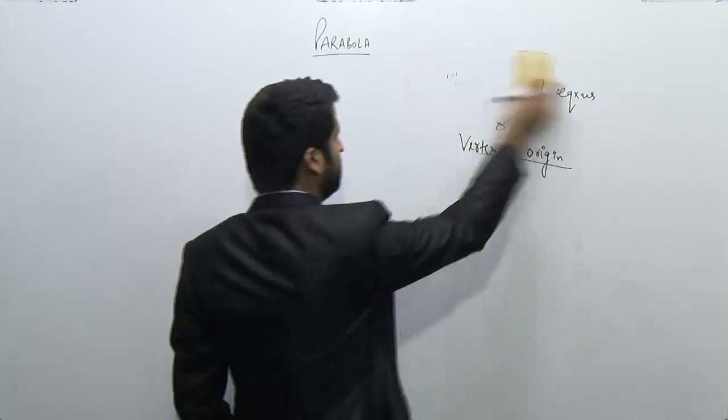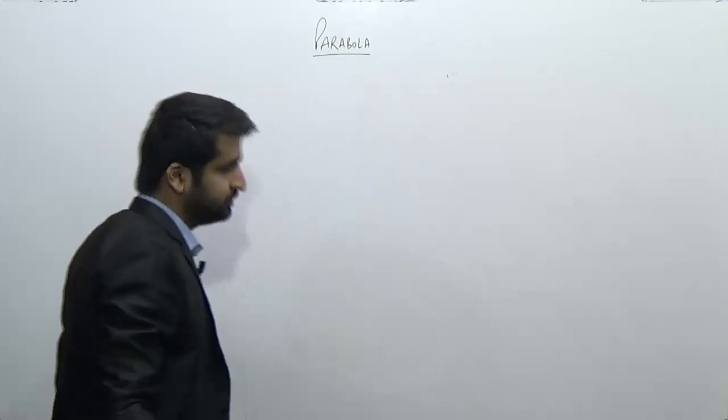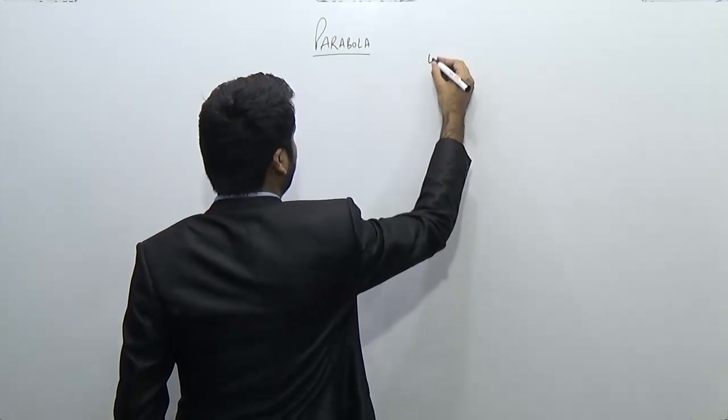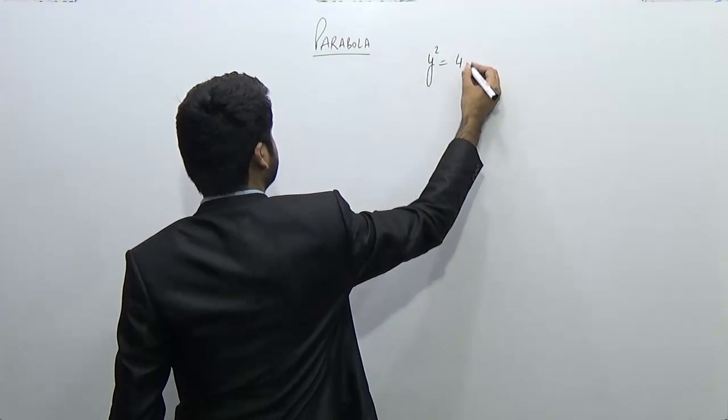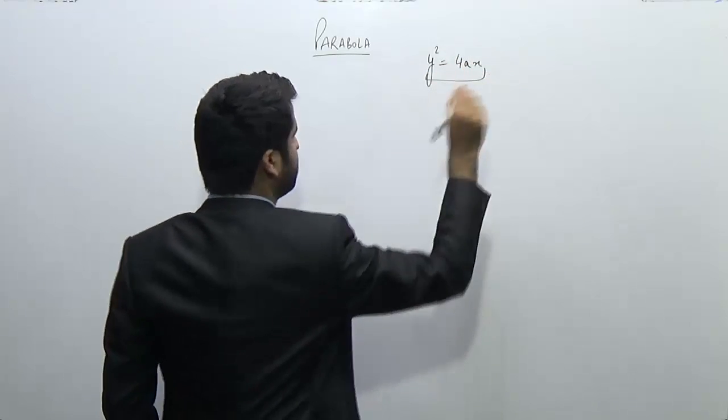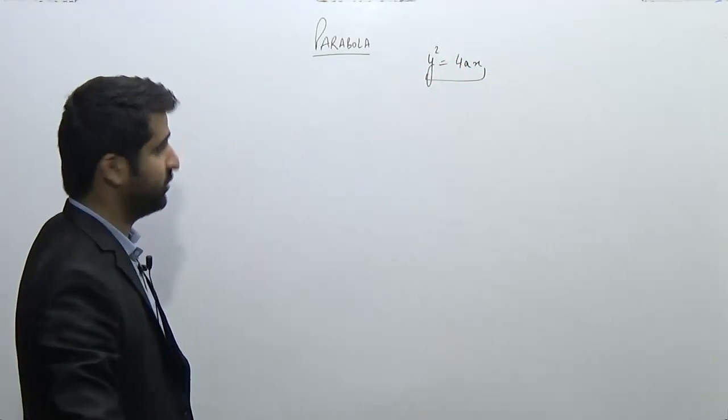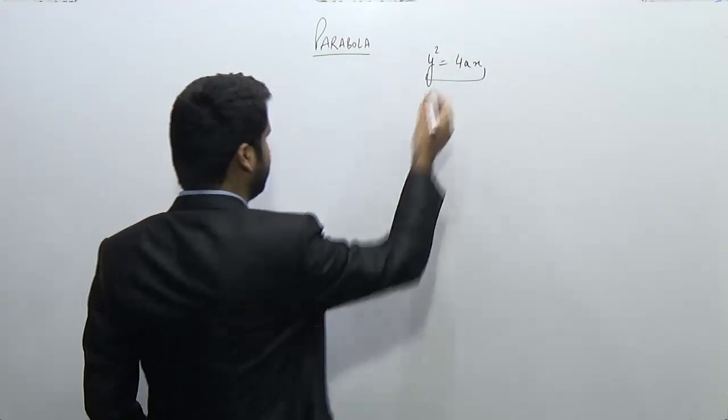So first we'll see the most standard equation which is used everywhere, and we'll try to derive this equation. Y square is equal to 4ax. This is the most basic equation of a parabola. Y square is equal to 4ax. Now we'll try to derive this equation.